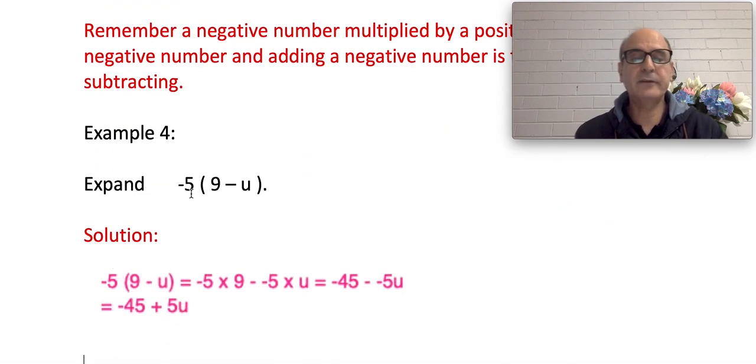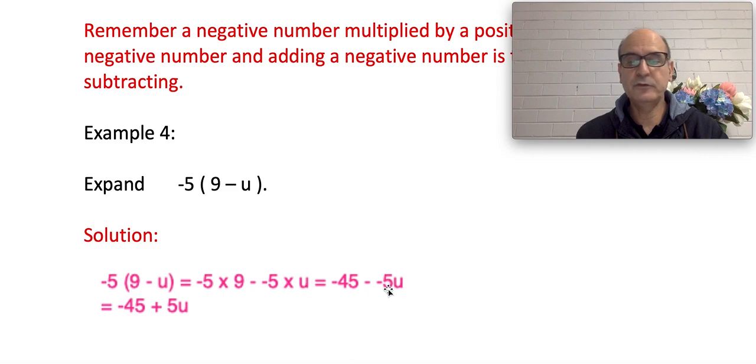Alright, what if I had something like this? Minus 5, bracket, 9 minus u, close bracket. Again, the same thing, you times minus 5 by 9, and you times minus 5 by u, and there is a minus. This minus is here. So minus 5 times 9, minus 5 times u, and then this minus, which is this minus. All right, again, minus 5 times 9, we have a negative times positive. It's going to be negative, so negative 45. Because 5 times 9 is 45.